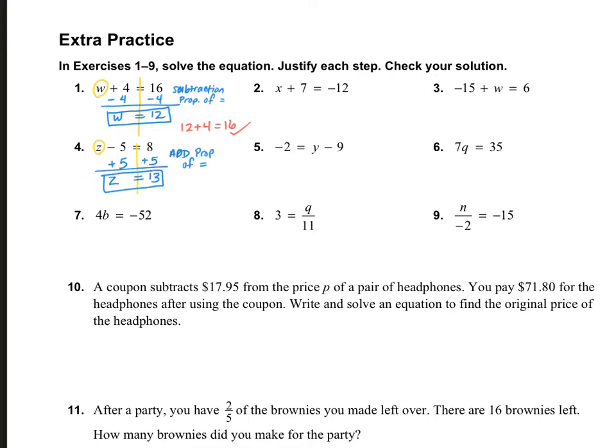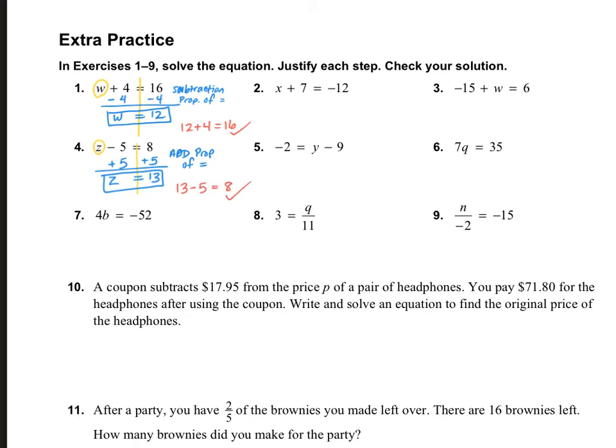And lastly, to solve and see if we got it right, we take our answer of 13, plug it back into the original problem. And so we have z, which is 13, minus 5 is equal to 8, which is true, so we got it right.